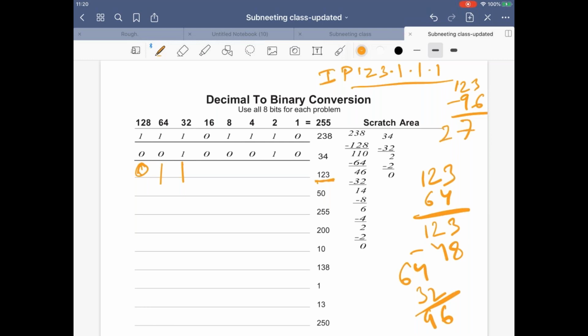27. Now for 27, 16 plus 8. How much? 24. 24 plus 3. How much? 27, right? This will be your answer. So if you calculate 64 plus 32 plus 16 plus 8 plus 2 plus 1, we will get 123.